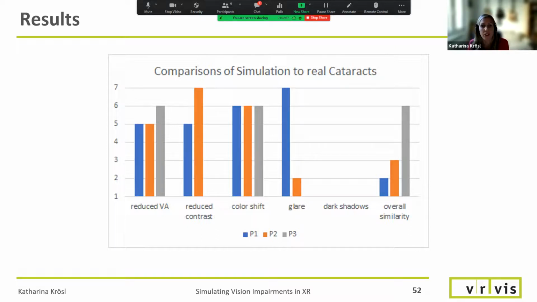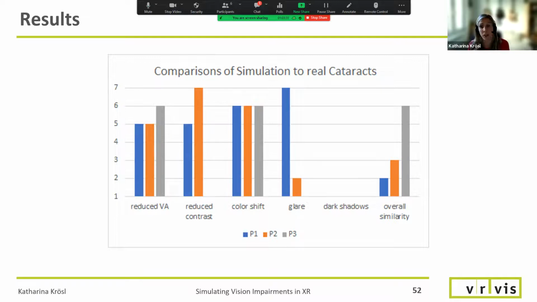So our results from this preliminary study showed that the individually adjusted symptoms were deemed to be close to our participants' perception of the environment with cataract vision in a majority of cases. However, the overall impression of our simulation was rated worse than the individual symptoms by 2 out of 3 participants. So just always keep in mind, this was just a very short preliminary study with only 3 participants, but we got some insights from this.